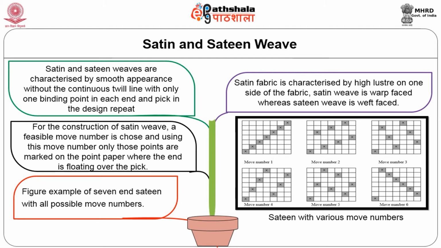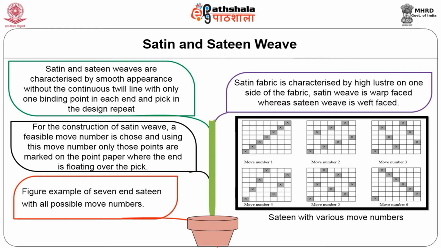For the construction of satin weave, a feasible move number is chosen, and using this move number, only those points are marked on the point paper where the end is floating on the pick. Figure 11 shows an example of a 7-end satin with all possible move numbers. As you can see in the figure, for a 7-end repeat, 1 by 7, the move number is 1. The first end has 1 interlacement. The second end is 1 move right and 1 move up. The third interlacement is 1 move right and 1 move up. In this way, you can see move number 1 produces a diagonal twill.